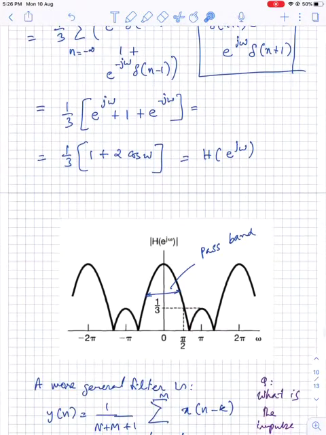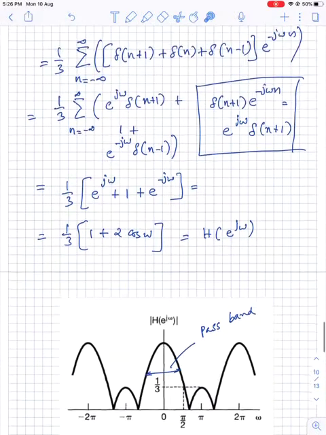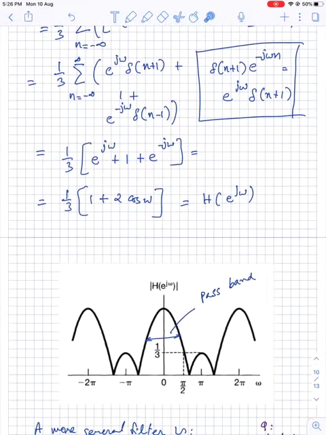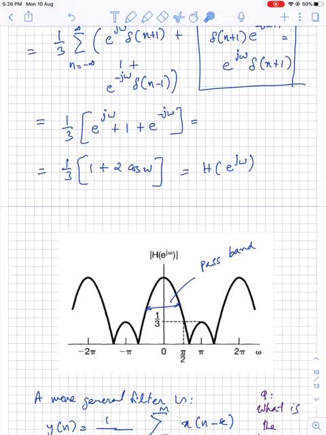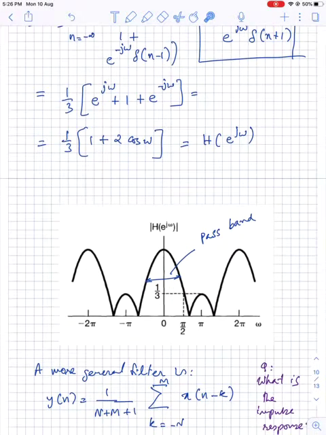So the frequency response is in general a complex number, right? But in this case it is not complex, it is real. So now if you plot the magnitude of the frequency response, you will see that the frequency response will look like this. So this is the omega axis. This is a discrete time system.